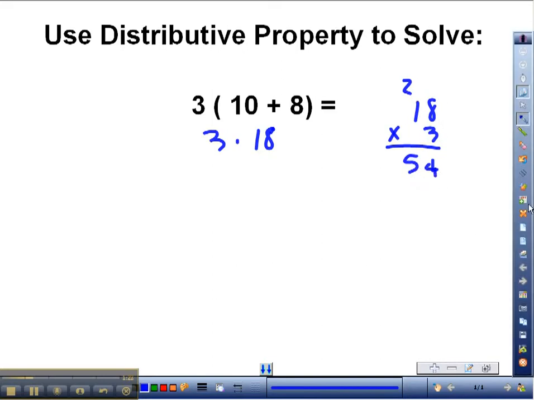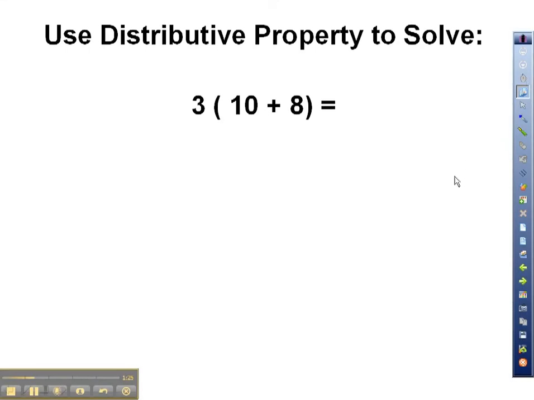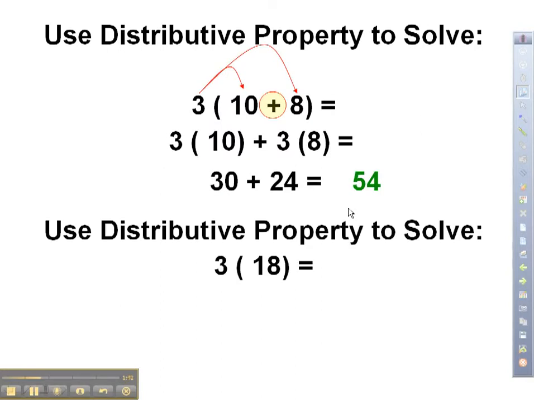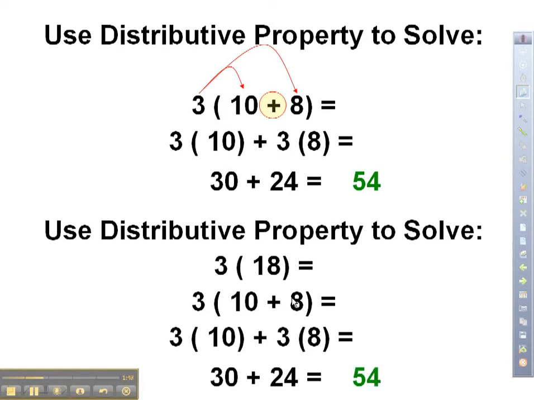So let's see what happens when I use distributive property. Let's see if we get 54 again. I'm going to take 3 times 10. I'm going to add that to whatever I get when I take 3 times 8. And it looks like this. Well, 3 times 10 is 30, and 3 times 8 is 24. And when I add those together, I get 54. All right? Here's what it looks like if you use your order of operations. You get the same thing.